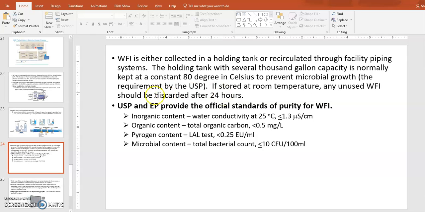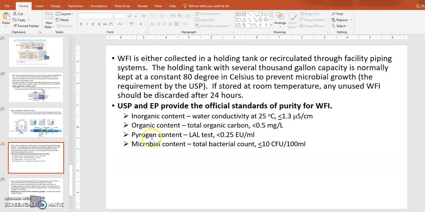And then, the UFI water quality specification is right there. Inorganic content you can measure using a conductivity measurement. It should be 1.3 microsiemens per centimeter or less at 25 degrees Celsius. You should have that reading, otherwise it's contaminated. And organic content, again, you can measure it, and 0.5 milligram per liter or less is the organic matter that is allowed.